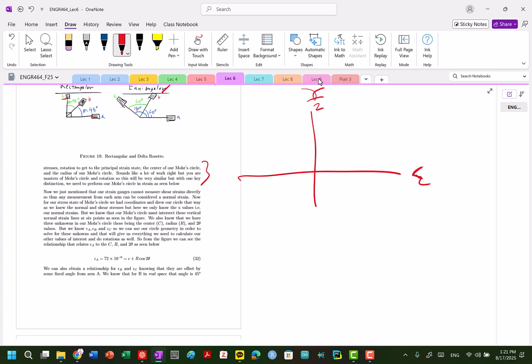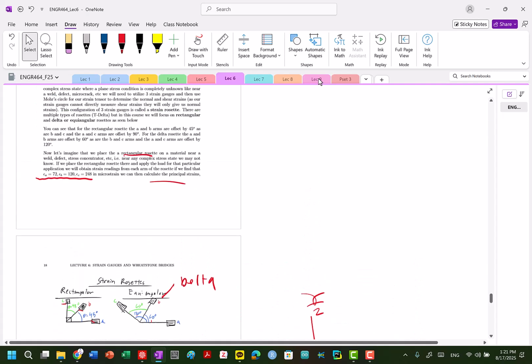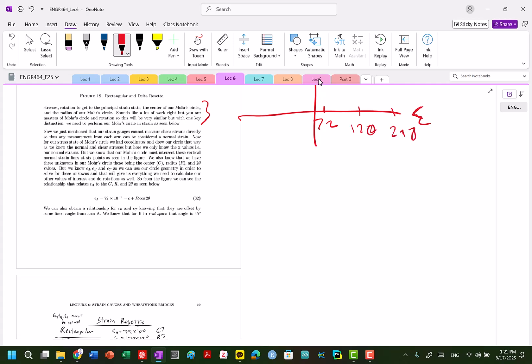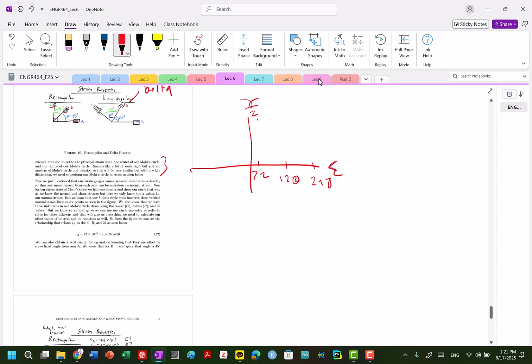So we have some strain here that is 72, and the other values are 120 and then 248. Now, these are the strains that are measured. We don't know the normal strains, and we don't know what the y-axis value is. All we know, just like in Mohr's circle, is that a circle will pass through all these different spots. But if I want the principal strains, meaning the strain here and the strain here, or if I want the maximum shear strain at the top and the bottom, I have to figure out where these points lie on my circle.